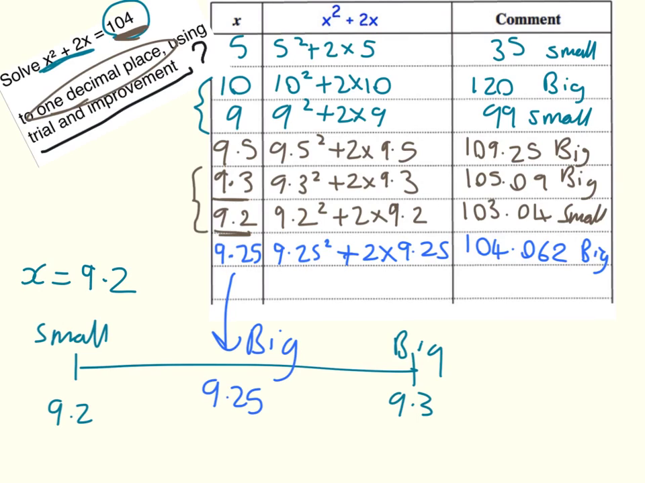It'd be really good if you have a go at one of these yourself. So if you could do, in a similar sort of way, x squared plus 2x equals 80, say, to one decimal place on paper, and then send me a picture via Showbie, that'd be fantastic.